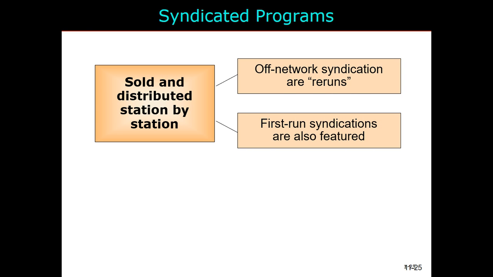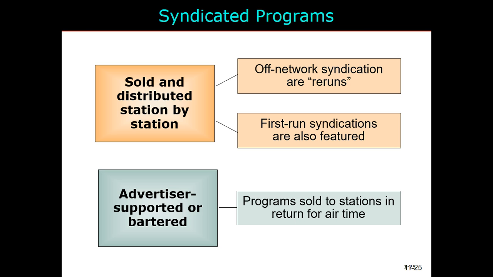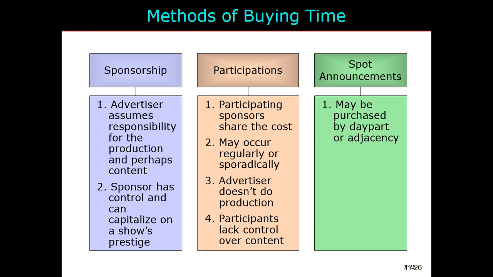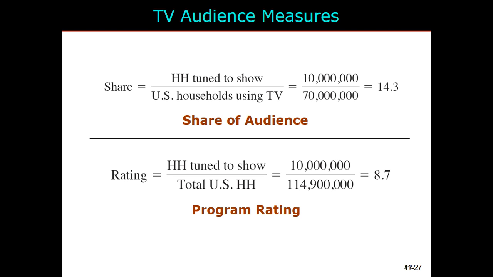Syndicated programs are sold and distributed station by station. There are off-network syndications and reruns, and first-run syndications. And there are advertiser-supported or bartered programs sold to stations in return for their airtime. The methods of buying time in TV advertising are sponsorship, participation, and spot announcement. Those are the three ways to buy TV time.